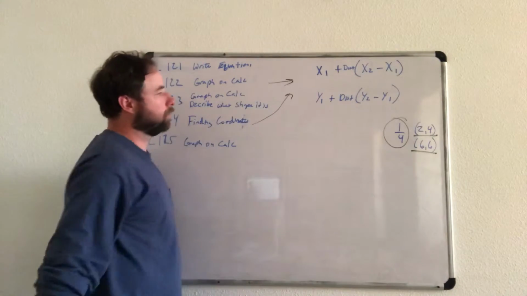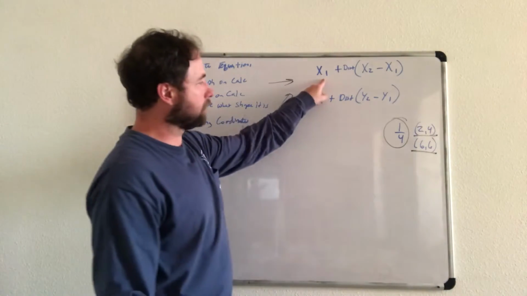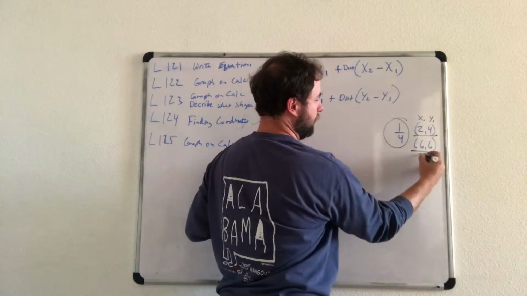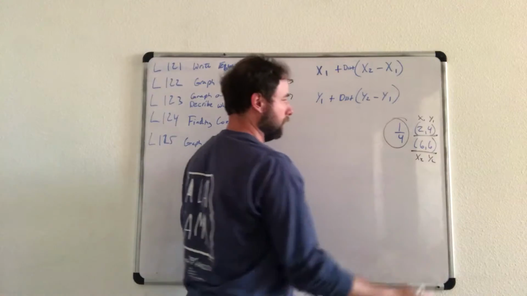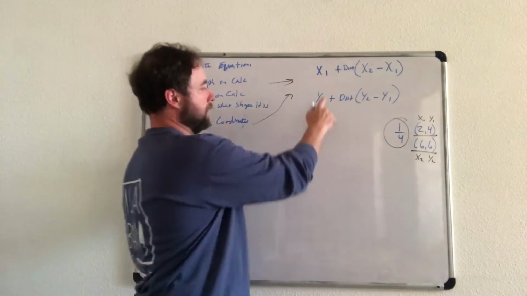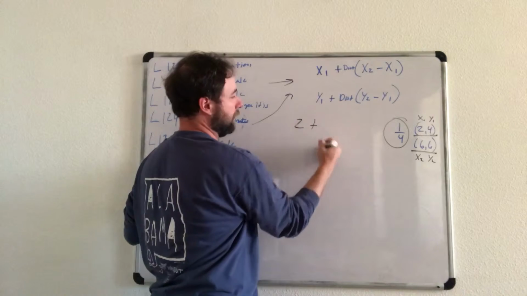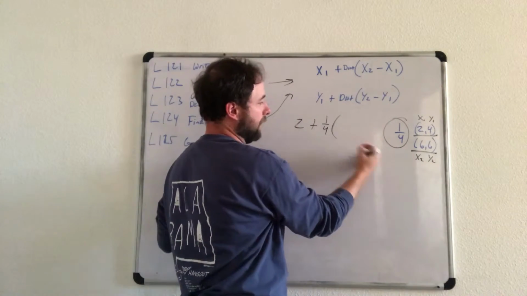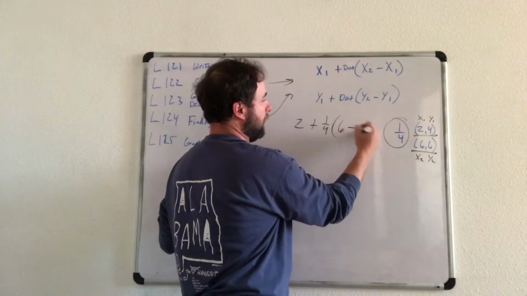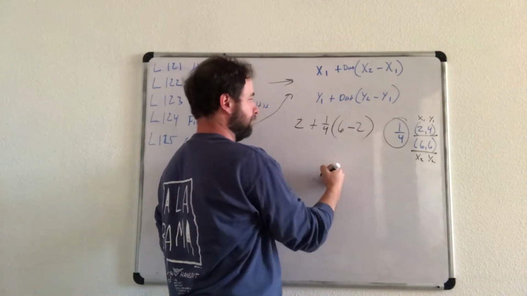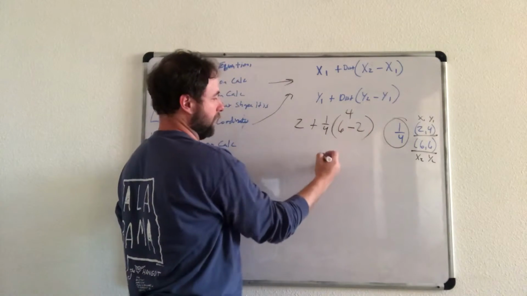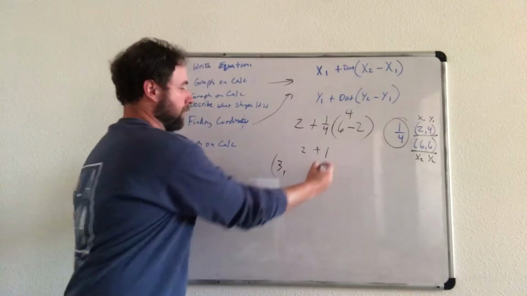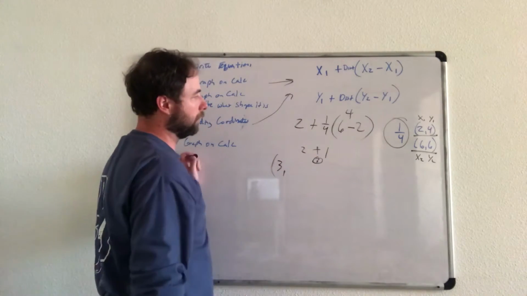Once again, this comes from lesson 124. And it is x1, which this would be x1, this would be y1, this would be x2, this would be y2. It's going to be x1, which is 2, plus the distance, which is 1/4, times x2, which is 6, minus x1, which is 2 again. This is going to end up being 4. 4 times the 4th is 1. So the answer to this one is a 3, so 3 is going to go here for our coordinate.